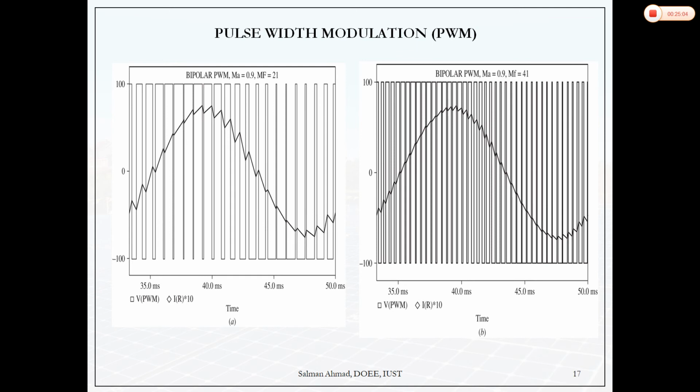Here you can see a comparison between mf equal to 21 and mf equal to 41. The amplitude modulation is 0.9, which is less than 1. And the frequency modulation is 21 here, 41 here. So here we are getting fewer pulses, here we are getting more pulses. You can see the effect of mf on the output current. The current looks almost like a sinusoidal waveform. But the higher the mf, the more switching losses there will be, because the switches will be turned on and off more times, and that results in more switching losses.